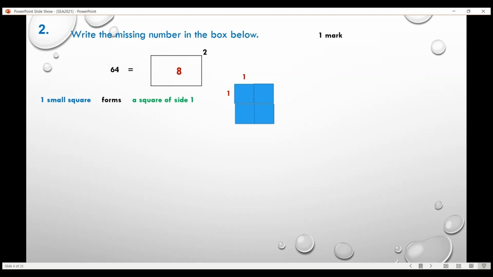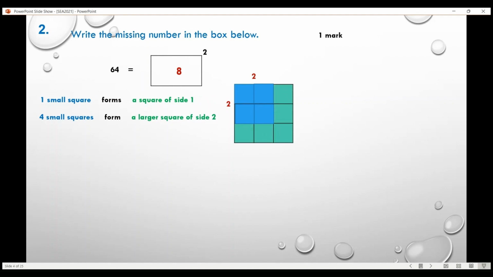Well, we can. We can shift it across here and we get one larger square, in which case the length and the breadth is 2. So we can say 4 small squares form a larger square of side 2. And of course, if we add a row below and a column on the right side, that's what we added in green, then that gives us 9 small squares forming a larger square of side 3 by 3.